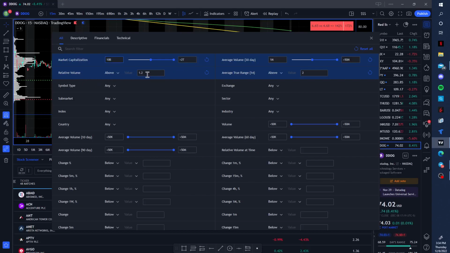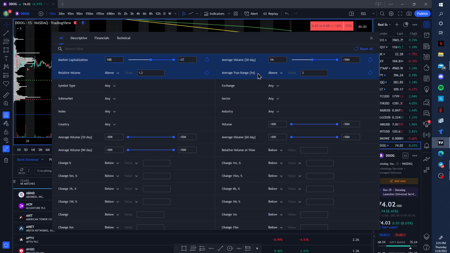Next thing, average volume, 30-day. I do at least 1 million shares average volume. You want something that is traded a lot. Filtering on 1 million, maybe even 2 million might be better, but you want something with a lot of liquidity because options usually have a tighter spread on things that are more traded.